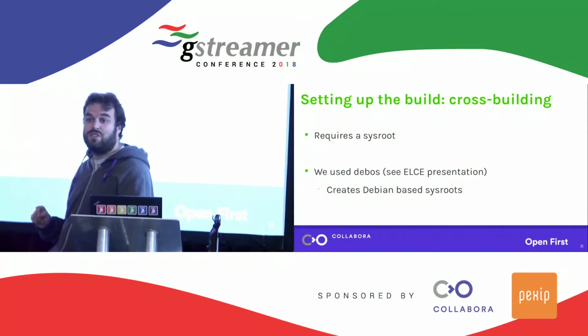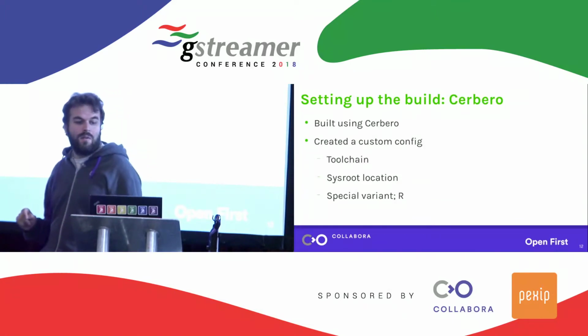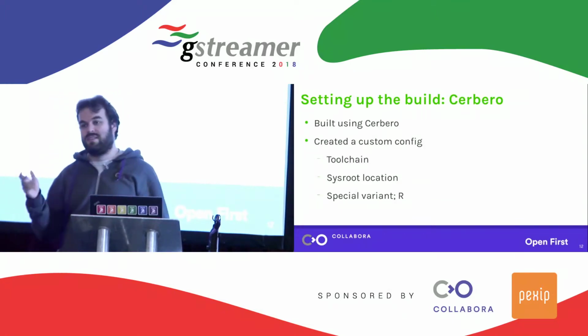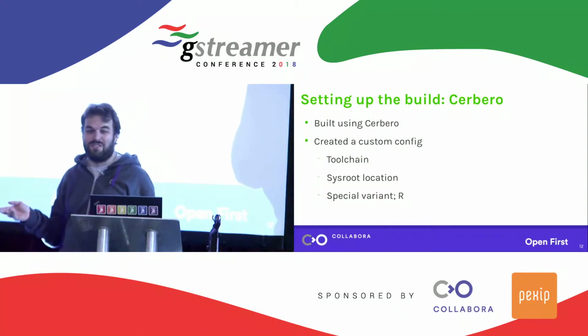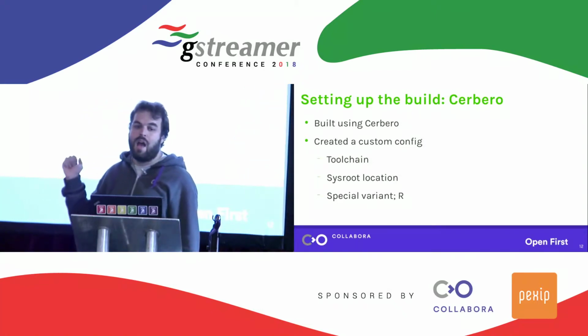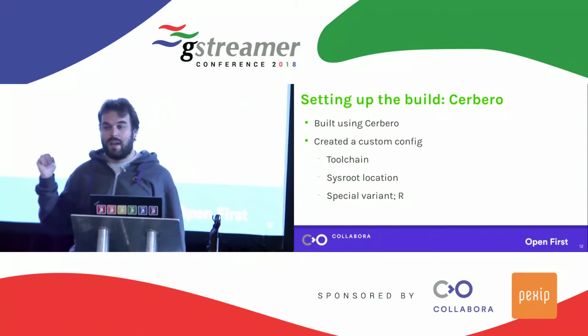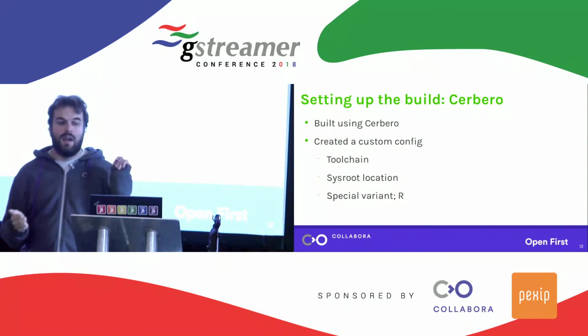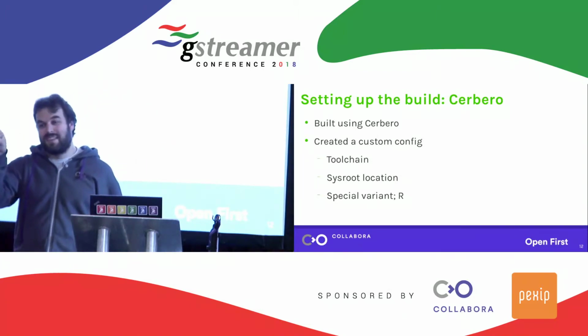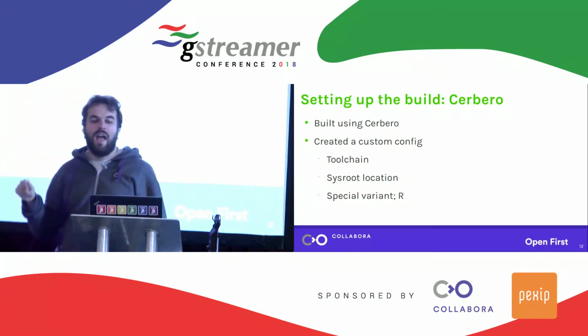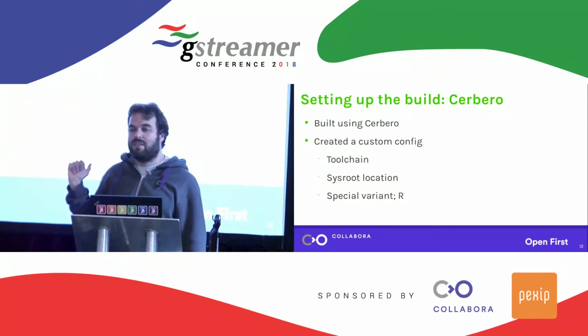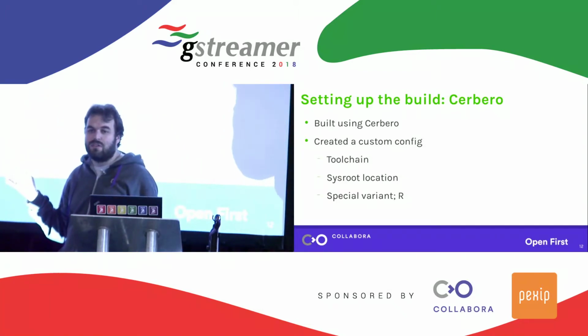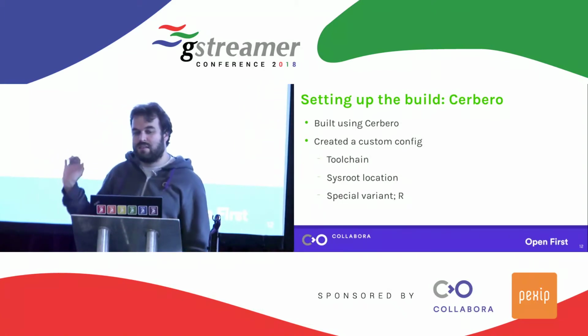Then we need to build GStreamer. We chose to use Cerbero because it's the easiest way to build GStreamer and all its dependencies. We created a custom Cerbero config, the things in config/ in Cerbero. We created this config that is based on the standard Linux one, but has a couple special things.